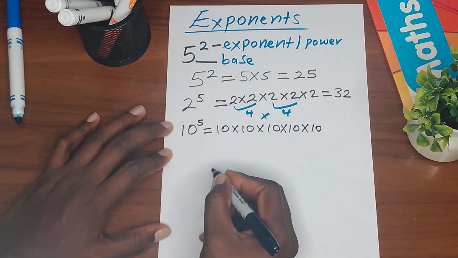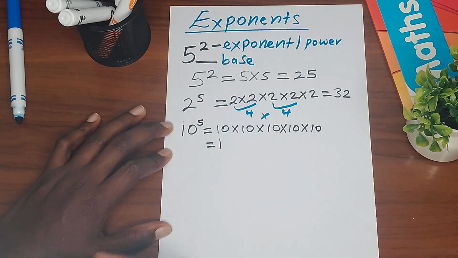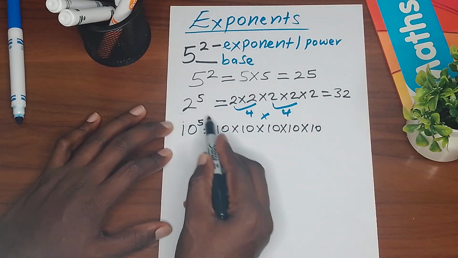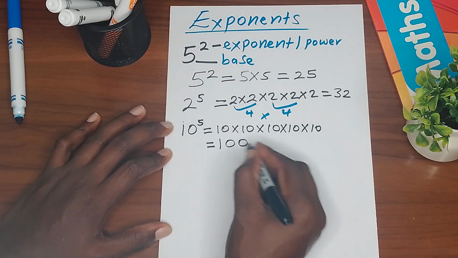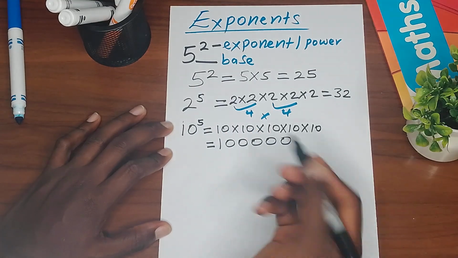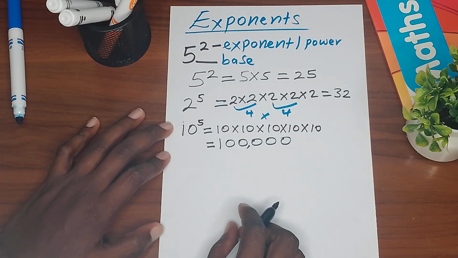And this one, to solve it, is very simple. You just write 1 and 5 zeros. They are already given to you here. You write 5 zeros. 1, 2, 3, 4, 5. And then place your comma. That is what 10 power 5 means.